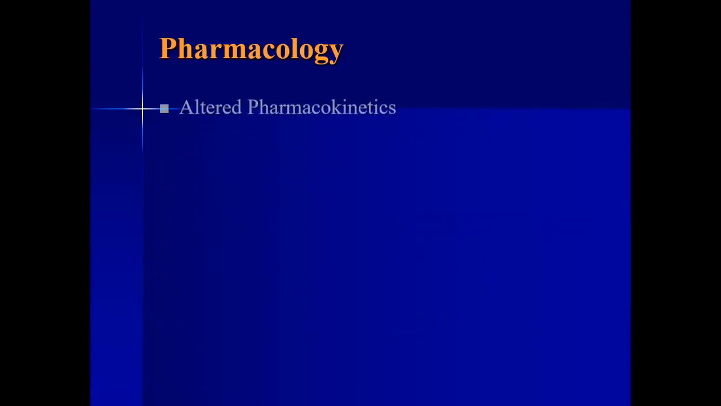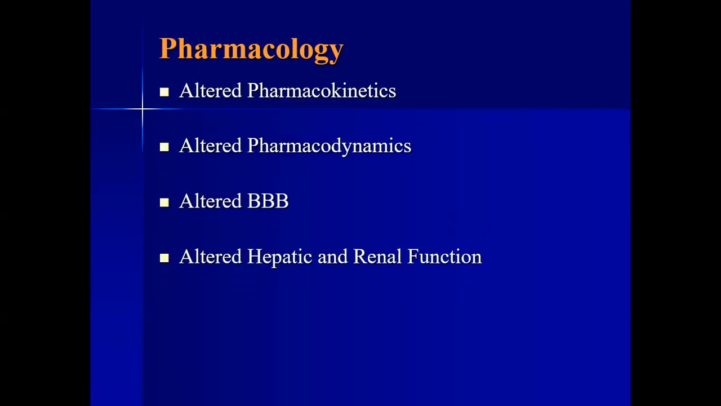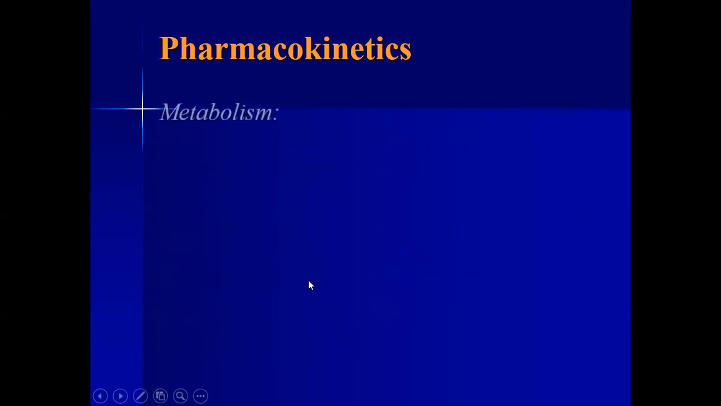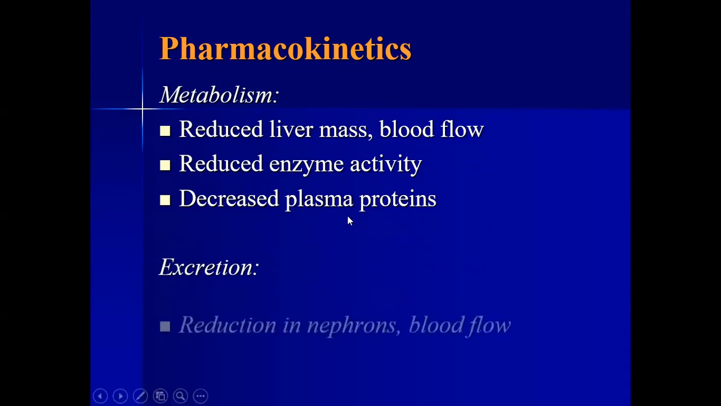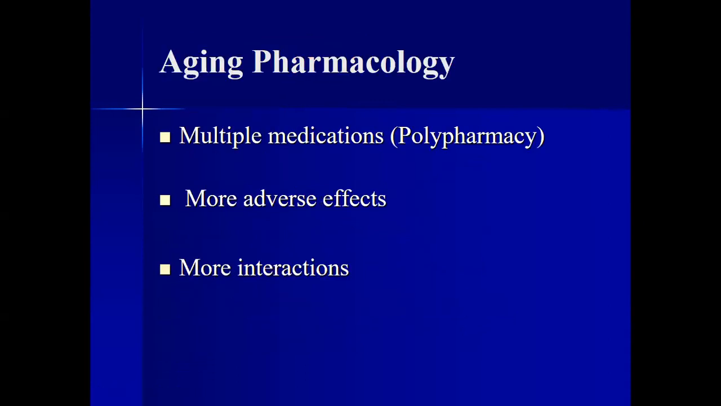If you talk about pharmacology, there is a difference between pharmacokinetics and pharmacodynamics. In absorption: reduced gastric acid and emptying, reduced subcutaneous fat, circulation changes, decreased lean body mass, increased fatty tissues. In metabolism: reduced enzyme activity and decreased plasma proteins. In excretion: reduced nephrons, reduced blood flow, decreased GFR. So the patient has decreased GFR.